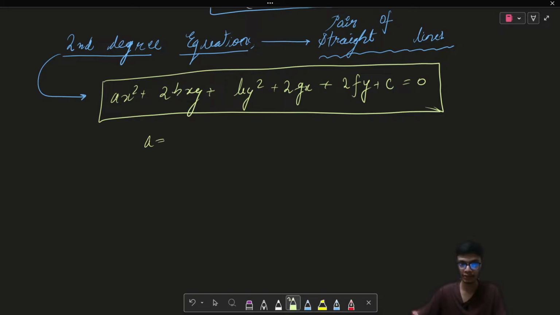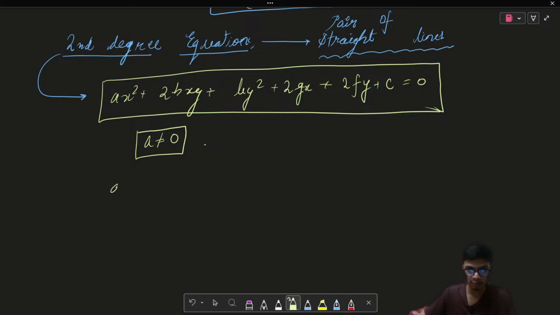Now please note, this will hold true only if a is not equal to 0, right? Otherwise it won't be a second degree equation, so we need a to be non-zero. Now why do we need a to be non-zero? Because we will solve the following equation and we'll come to know about it. So let us now try to decompose this equation as a quadratic in x.